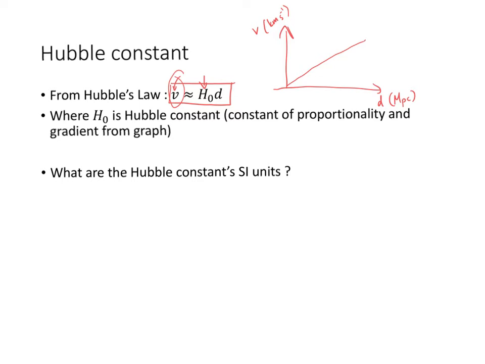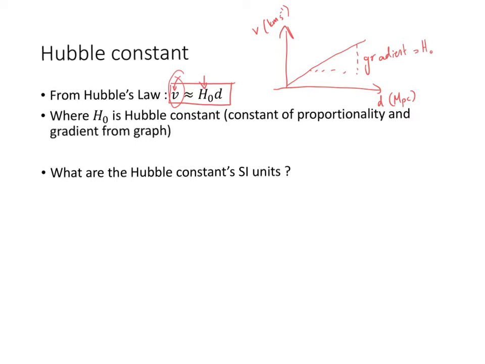So you have the line, you just get the gradient, and the gradient will be equal to Hubble's constant. Other times you might not even need to get the gradient, you might be given the Hubble constant, or you will have calculated it in the previous part in a question, and so on.